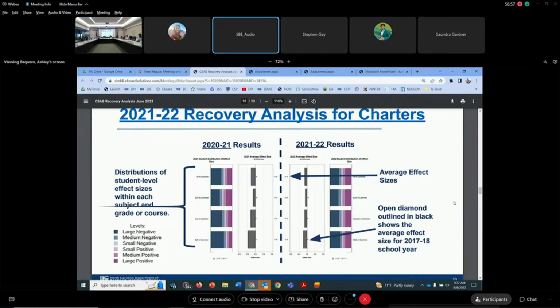And then comparing again 22 to 21, you can see if you look very closely that there is more purple on the right-hand side, telling us that more students now are exceeding their scores than they were in the heat of the pandemic.